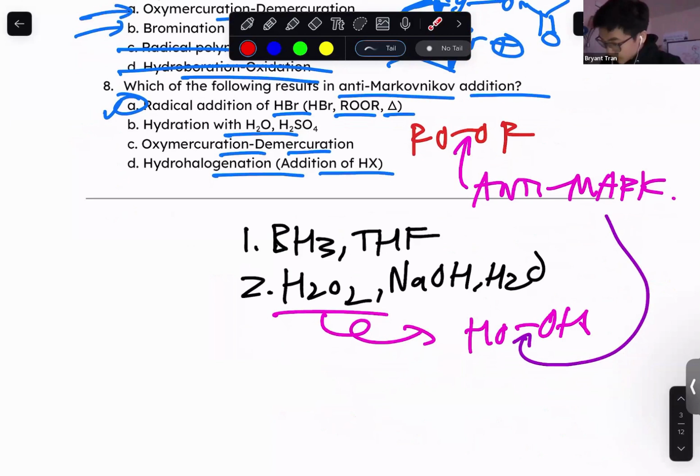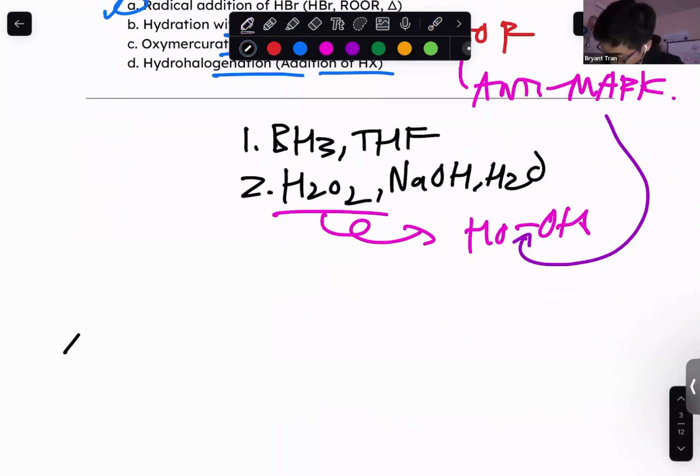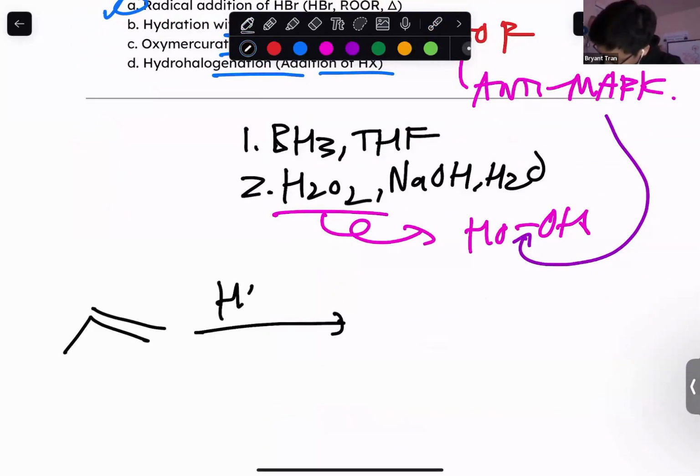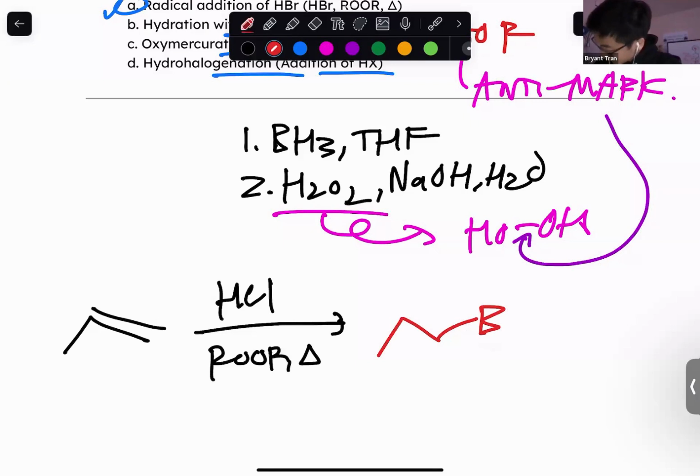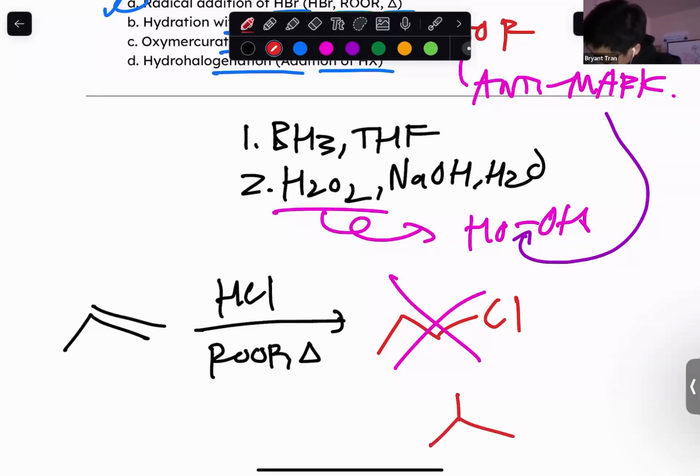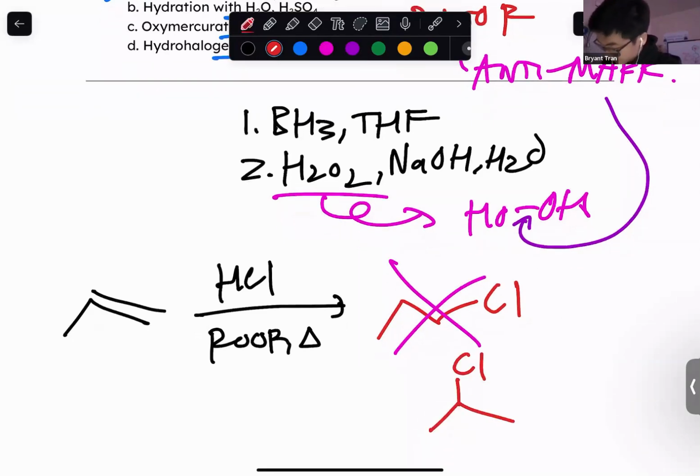Right. So if you see something like this, and you see HCl, ROOR, heat, do not draw this as the answer. Right, that's not the right answer. Because this is HCl, which would not do anti-Markovnikov. It would still follow the Markovnikov addition, like that. Okay.